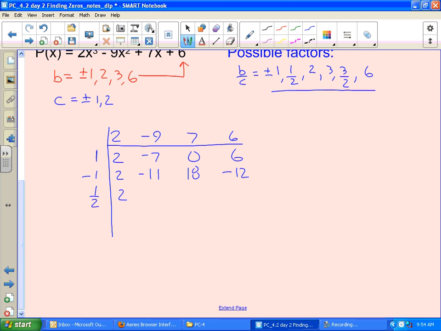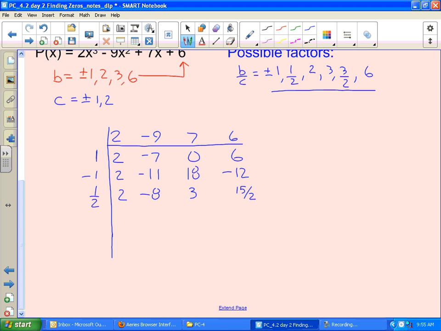All right, so what do I have? You have 1 minus a 9. This 1 minus a 9 is a negative 8. And then a negative 4 plus a 7 is a 3. And then 3 halves plus a 6. Oh, man. 3 halves plus 12 halves, 15 halves. Okay, that one didn't work.